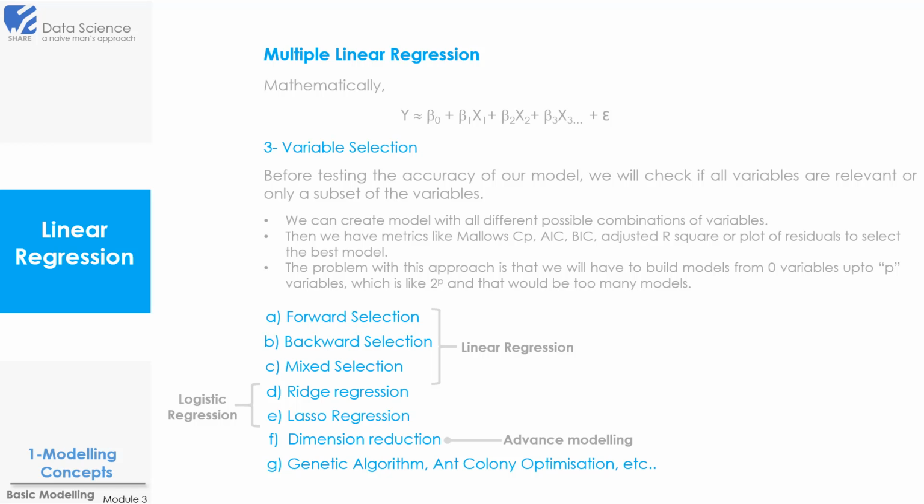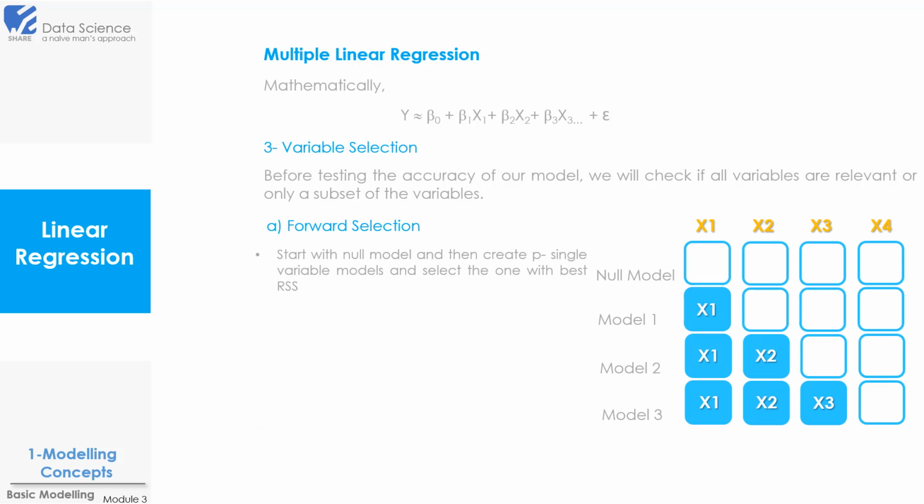We will see principal component analysis in the next module, that is advanced modeling. Then there are a few other optimization techniques such as genetic algorithm, ant colony optimization, and various other techniques. Now we will not be looking into all of these techniques. We will restrict ourselves to 6 methods that are more than enough for us to learn. So let's start with the first method, that is forward selection.